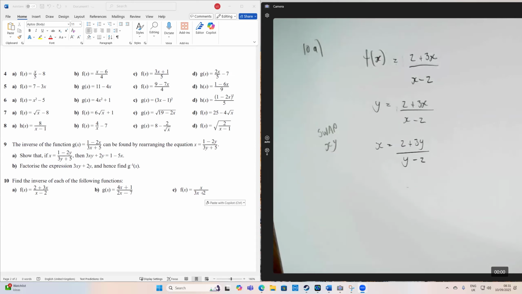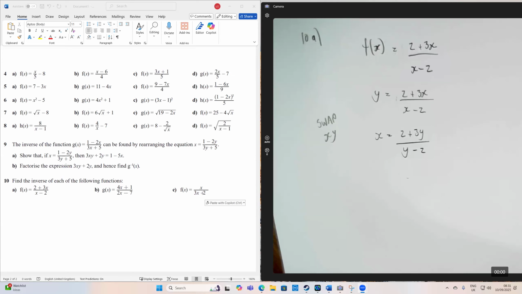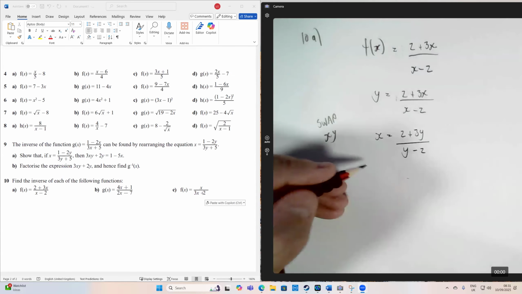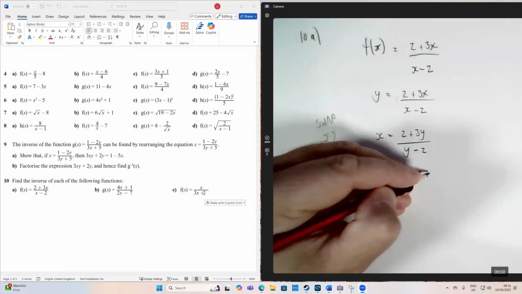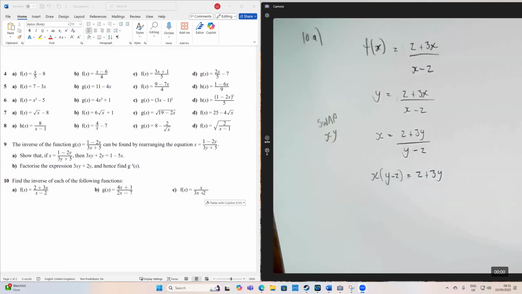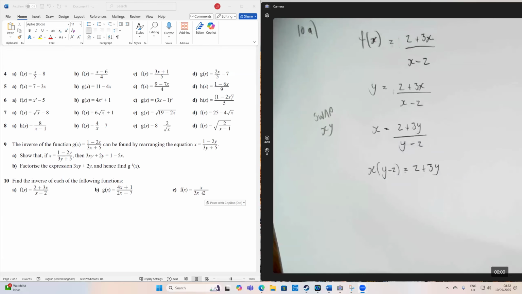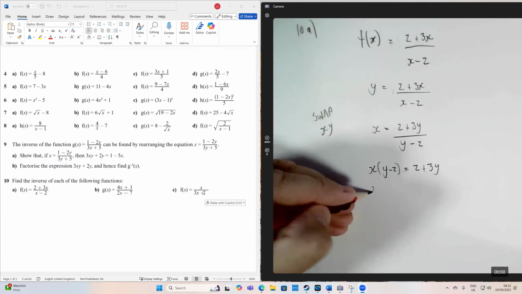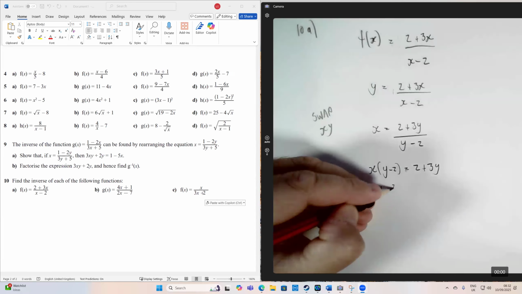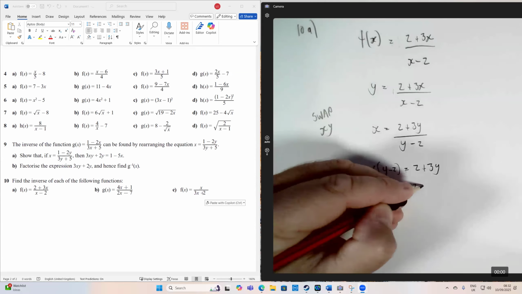Now, remember, we rearrange to make y the subject. So I'm going to multiply both sides by y minus 2. That gives me x, open bracket, y minus 2, is equal to 2 add 3y. Now this is what's tricky about this one, and this is why examiners love this. Exam boards are always looking to separate students into who can do what, and this is a little bit tricky for some students. So we now expand this bracket. That gives us xy minus 2x is equal to 2 add 3y.